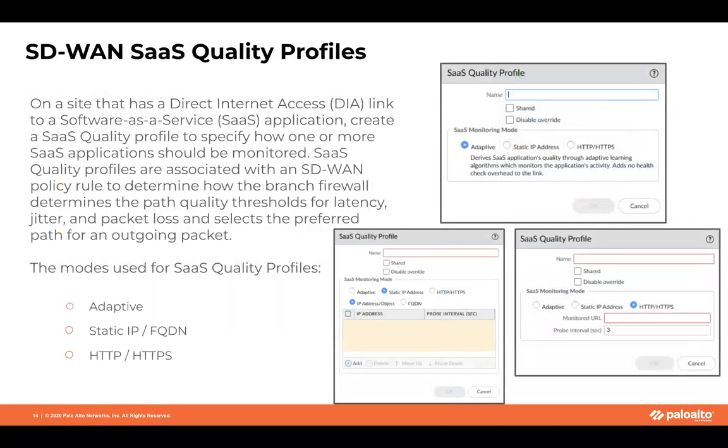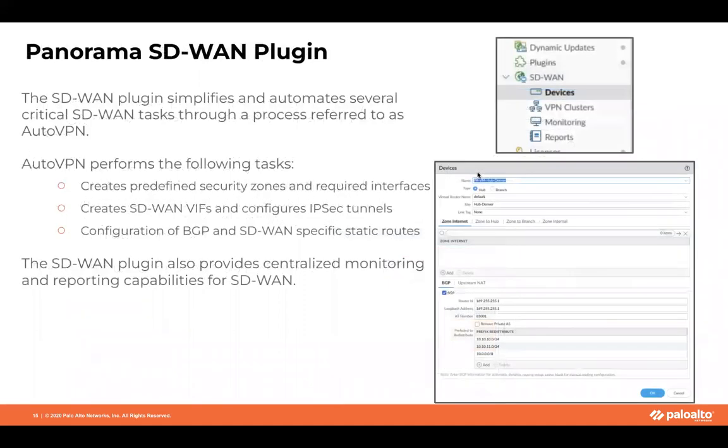So within the SD-WAN configuration, those are the new constructs that were introduced, right? Most of them within 9.1, and then some of these SAS quality profiles, as well as the error correction profiles, were introduced with the 10.0.3 release. The last portion that was introduced with PAN-OS SD-WAN is the SD-WAN plugin, right? An SD-WAN plugin is basically your orchestration mechanism for deploying PAN-OS SD-WAN.